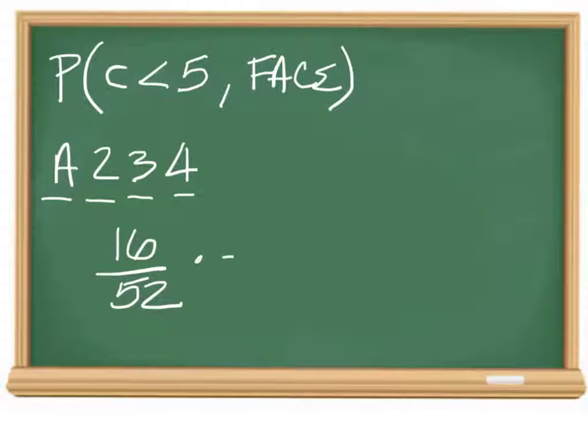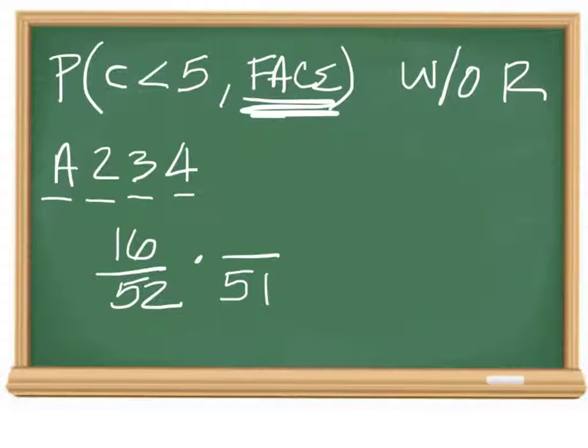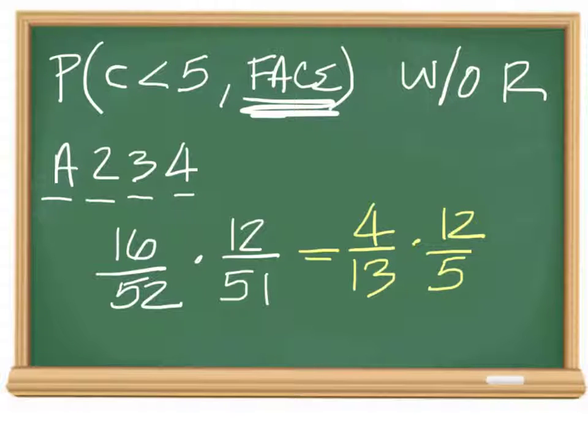And then when we go to draw the face card, since this is without replacement, we only have 51 cards left, and there are 12 face cards in the deck. So reduce where you can. I need to switch to yellow. There we go. So let's reduce that 16 over 52 to 8 over 26. 4 over 13 is what it should be. And then you'll have 12 over 51.